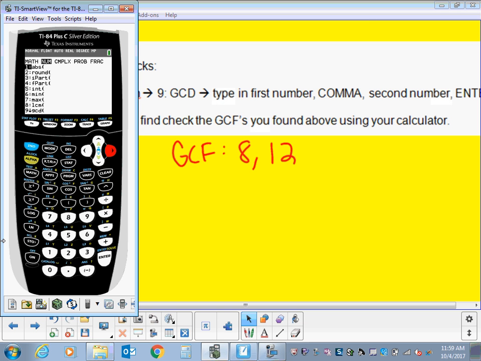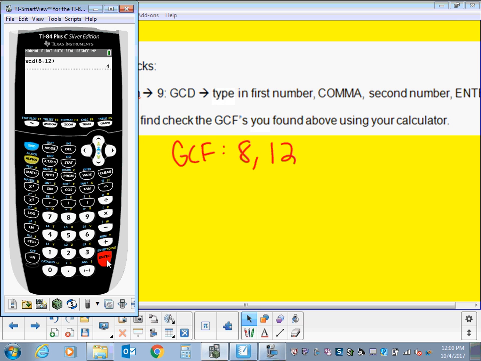Alright, then we're going to go down to GCD. So you can hit number 9. GCD is the same as GCF. And then we're going to type in 8 and 12. So we would have 8, comma, 12. Hit enter. It gives you your GCF. So that could save you a ton of time when you're looking for your GCF.